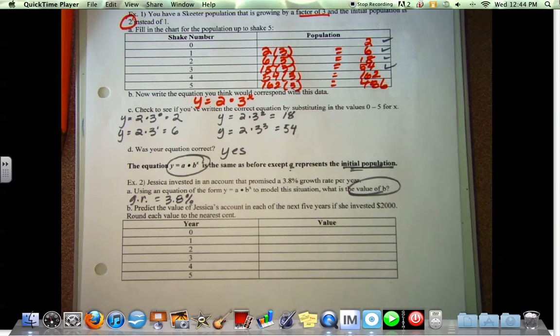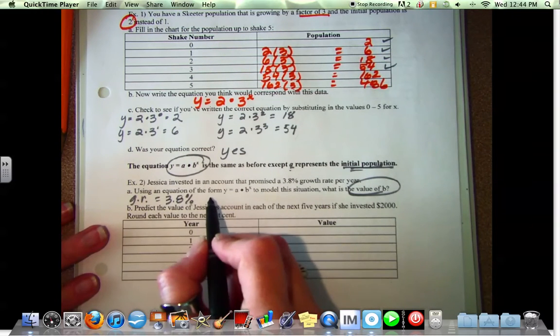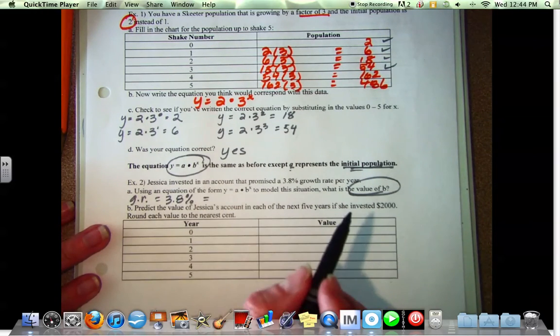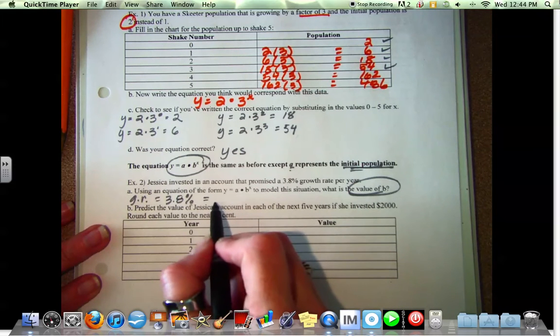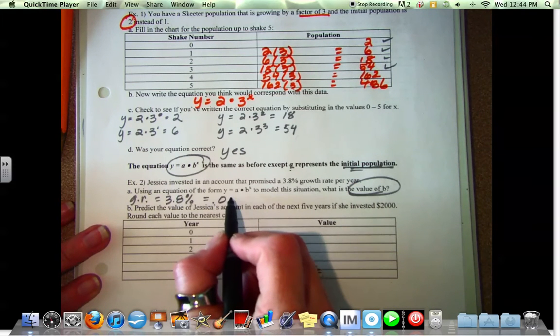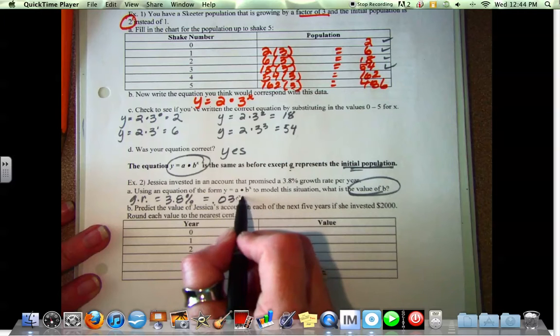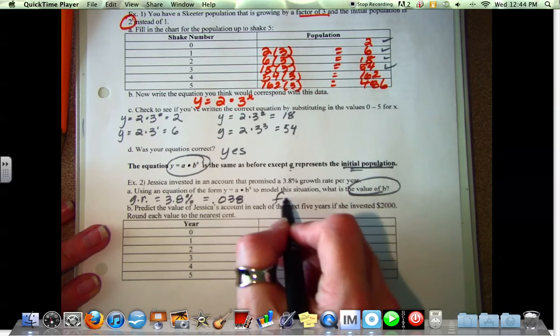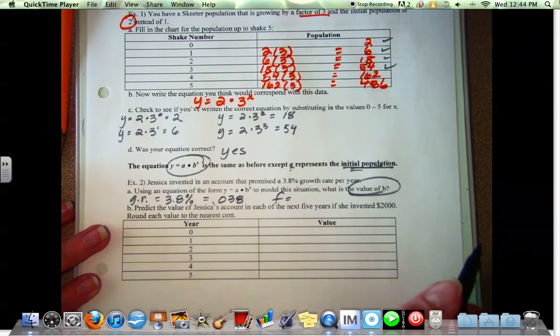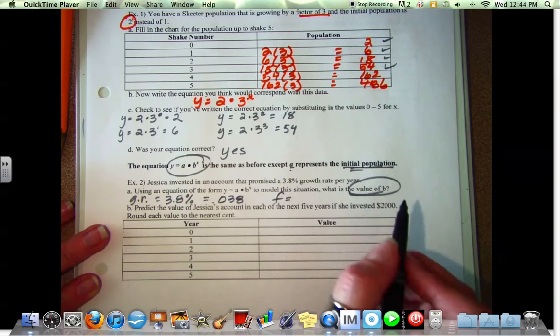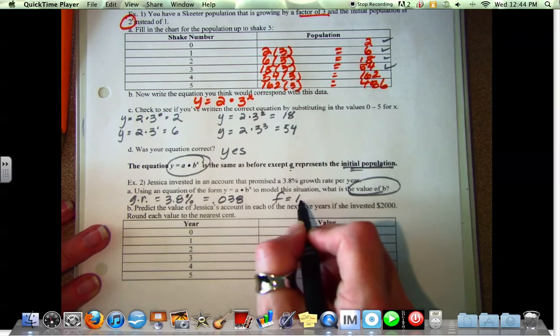What's the relationship between b and the factor? B is the factor. So how do we find the factor if we're given the growth rate? Turn it into a decimal, and then it's 1 more. Okay, so 3.8% is equal to what as a decimal? 0.038. Thank you. And the factor has what relationship with the growth rate? 1 more. So that means that our factor will be what? 1.038. Very good.